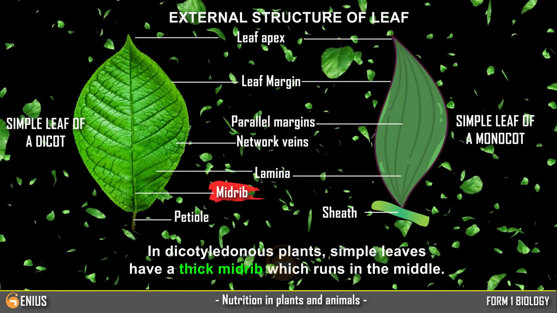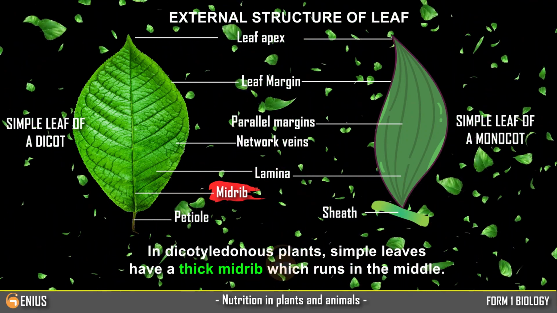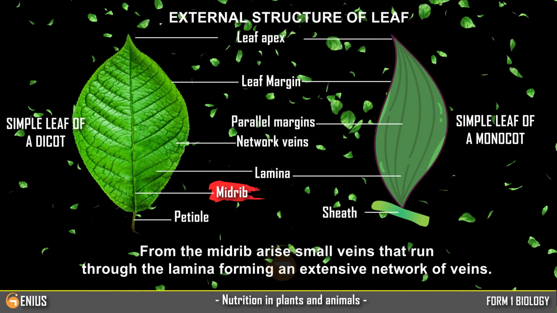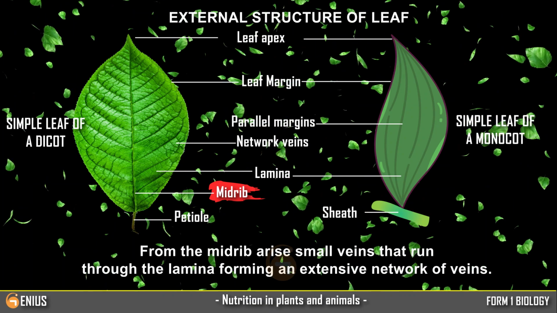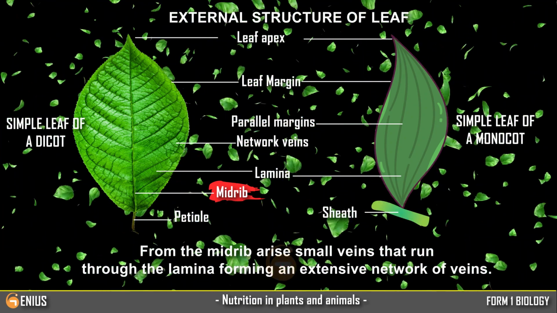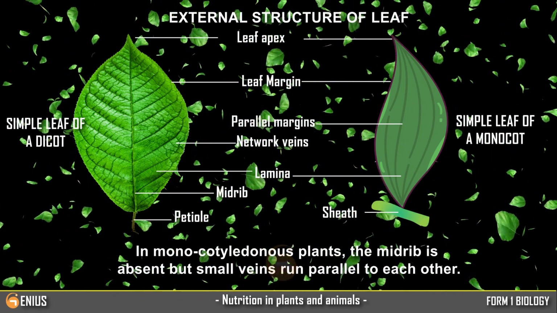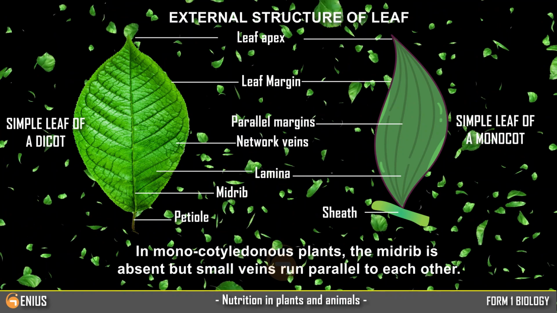In dicotyledonous plants, simple leaves have a thick midrib which runs in the middle. From the midrib arise small veins that run through the lamina, forming an extensive network of veins. In monocotyledonous plants, the midrib is absent, but small veins run parallel to each other.